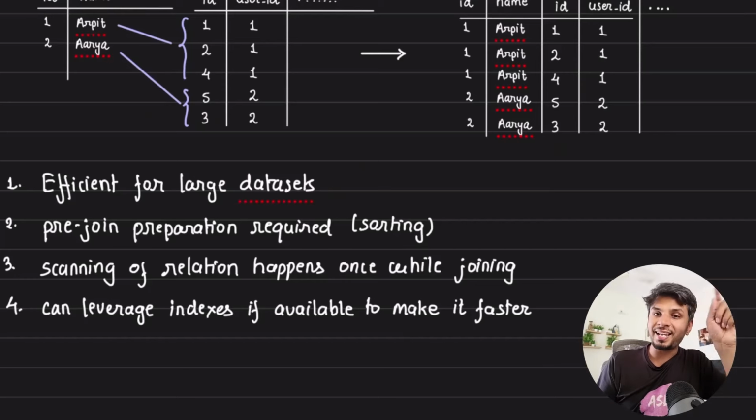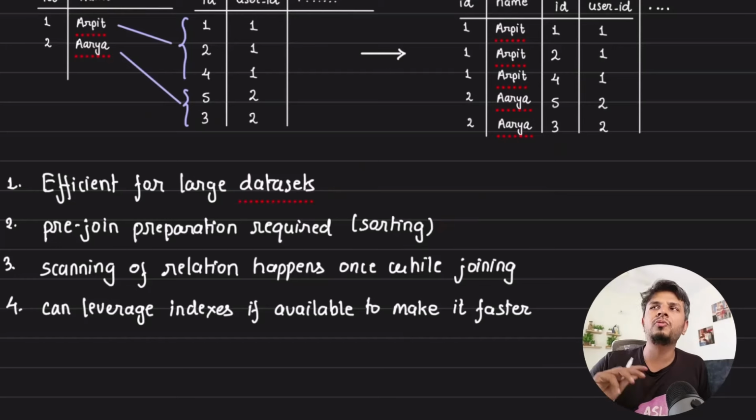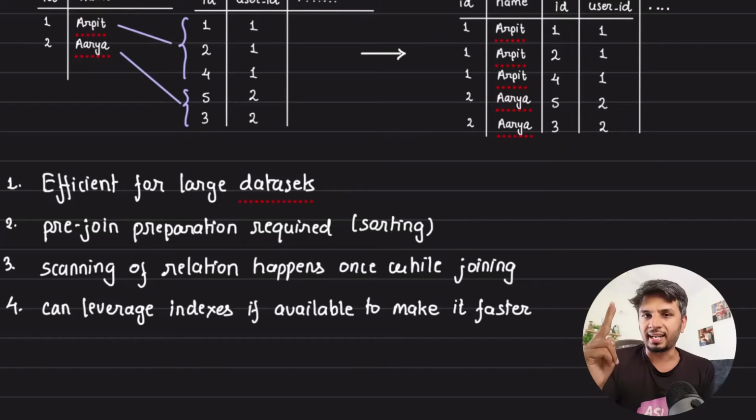But again, that pre-join preparation that you are doing, which is sorting of two tables, could become a problem if it is very large, but it's still decent enough for large data sets. Scanning happens once, which is excellent. And if you have the right set of indexes, like always, you can skip going through all the rows and directly go to that location and start iterating from there. So again, indexes do make these things faster. Okay, this is the second algorithm.